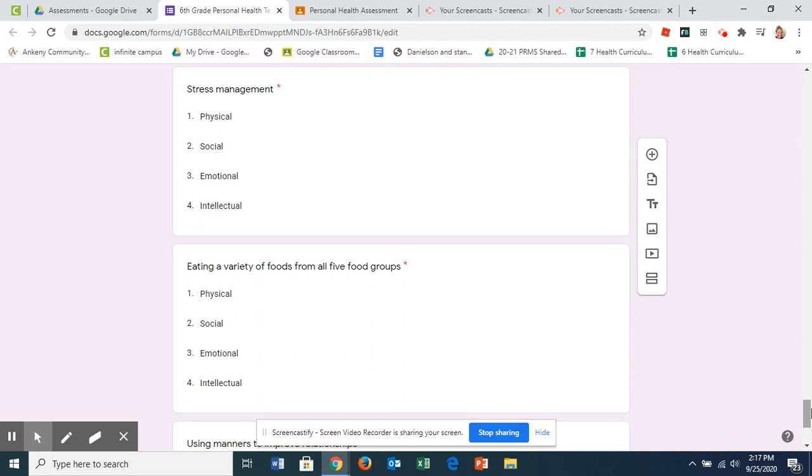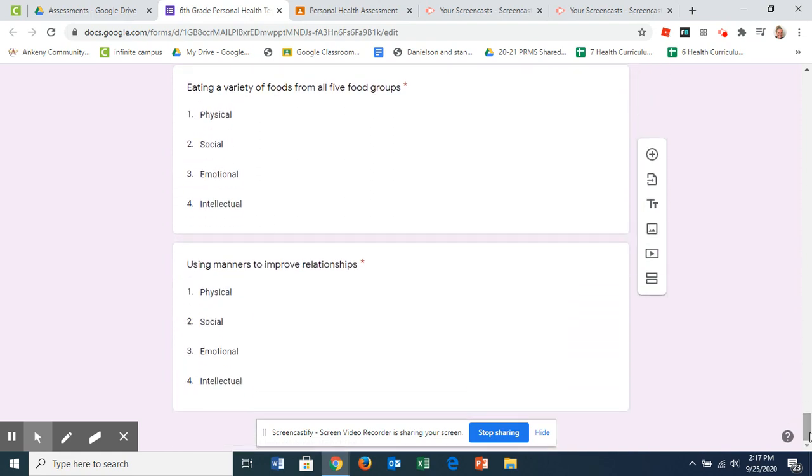Next descriptor, eating a variety of foods from all 5 food groups. Physical, social, emotional, or intellectual. And the last question, boys and girls, the last descriptor is using manners to improve relationships. Would that be physical, social, emotional, or intellectual health? When you are finished with your 6th grade personal health test, please submit to your health teacher.